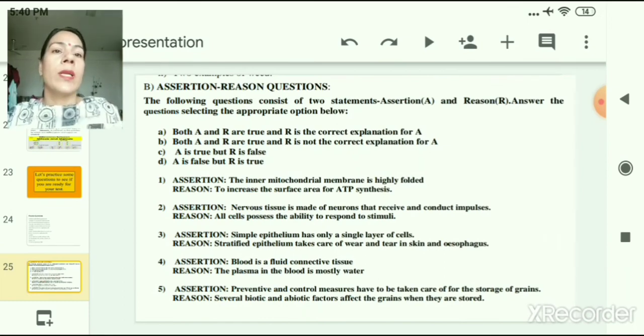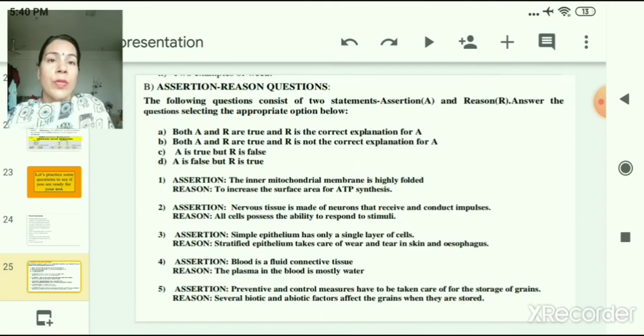So here one more example is taken. Assertion reason questions. The following questions consist of two statements. First one is assertion, which is denoted as A, and the other one is reason. Answer the questions selecting the appropriate option below. The first option is both A and R are true, and R is the correct explanation for A. Second option is both A and R are true, and R is not the correct explanation for A. And the third one is A is true but R is false, and the fourth one is A is false but R is true.